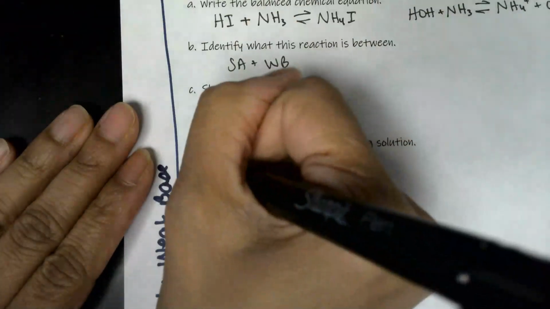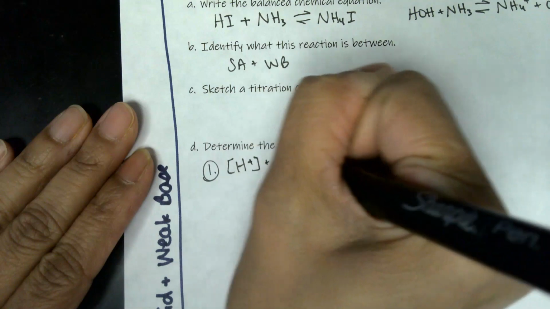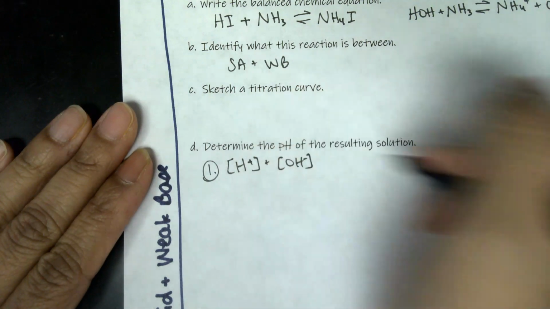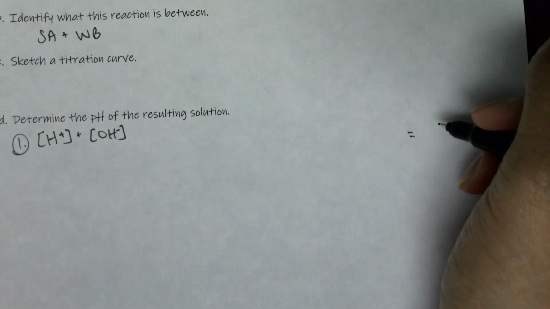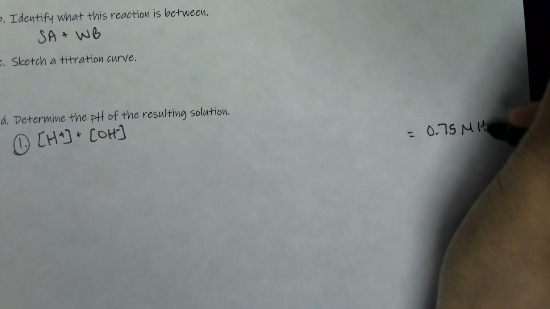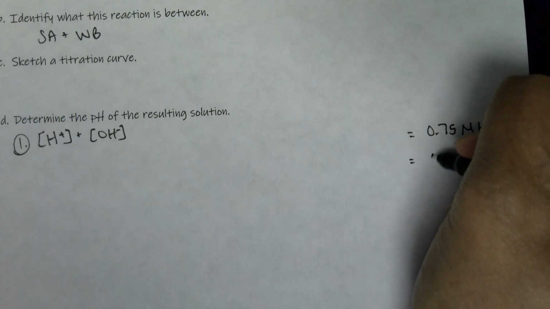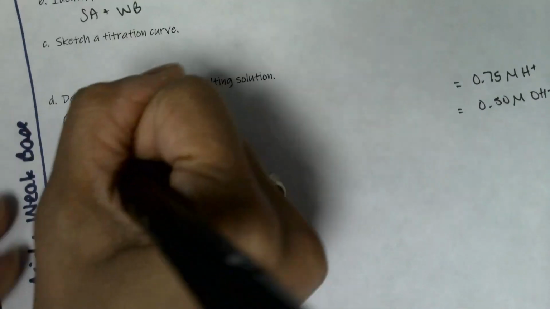All right, so step 1, the concentration of H plus and the concentration of OH minus. We end up, let's see, I think I did this one. Okay, cool. So 0.75 molar for H plus and 0.5 molar for OH minus. 2 is our BCA table.